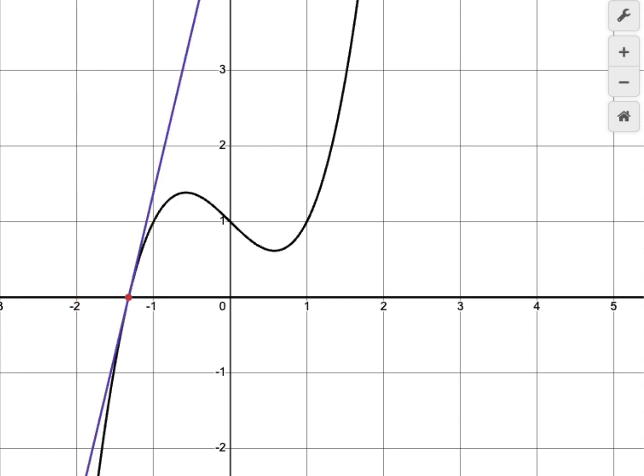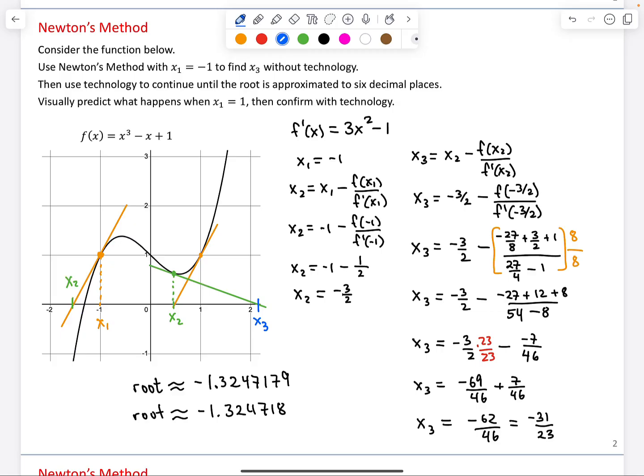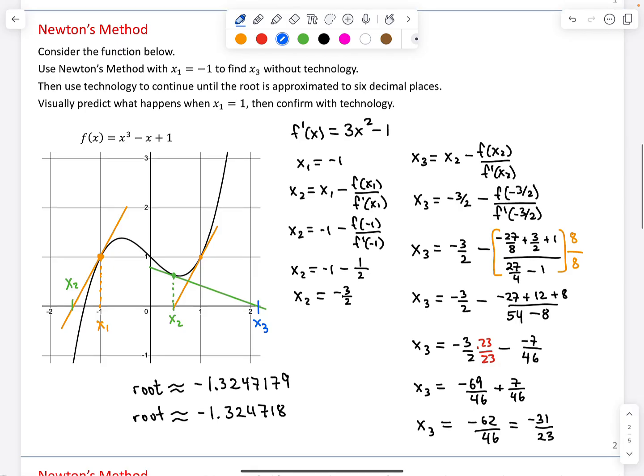But clearly, choosing the first x-coordinate to be 1 was not beneficial, suggesting that we need to be strategic about what should be our initial value of x. All right, next page.